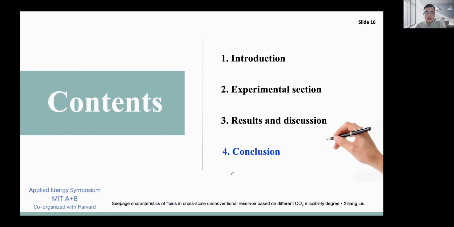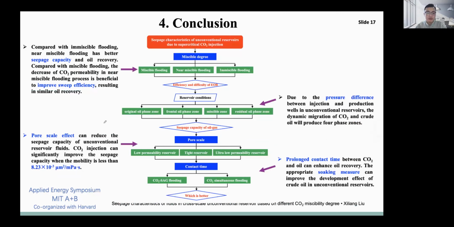So we can get conclusions as follows. Compared with immiscible flooding, near-miscible flooding has better seepage capacity and oil recovery. Compared with miscible flooding, the decrease of CO2 permeability in the near-miscible flooding process is beneficial to improve sweep efficiency, resulting in similar oil recovery.